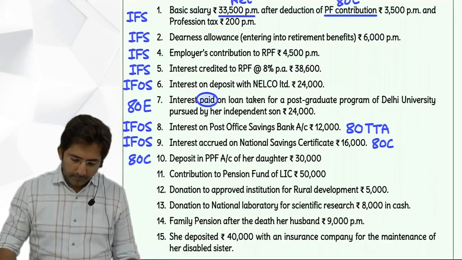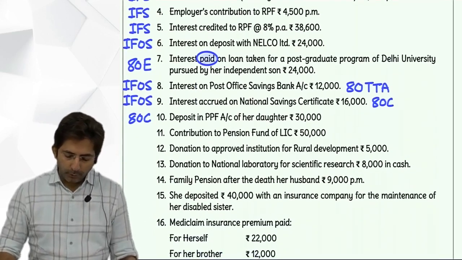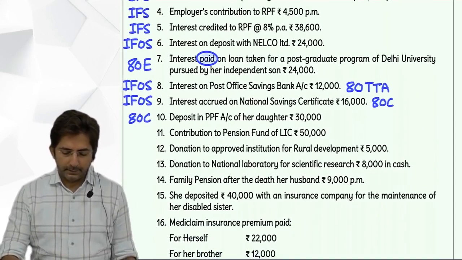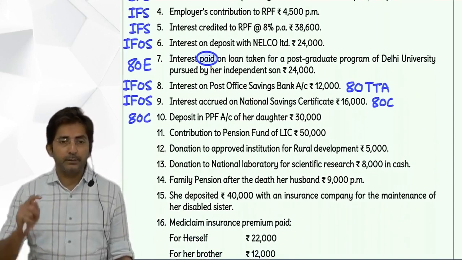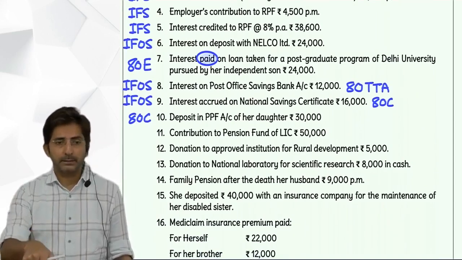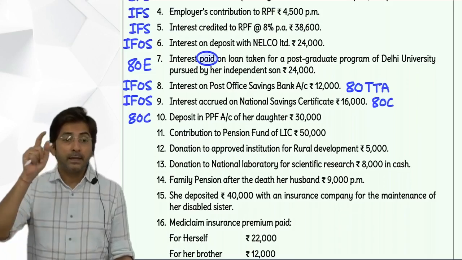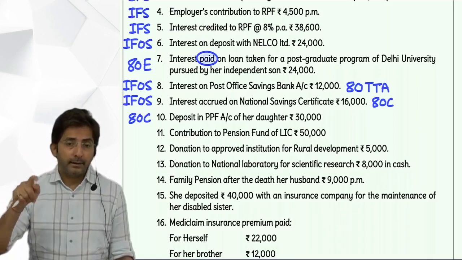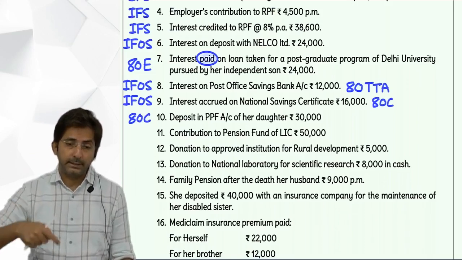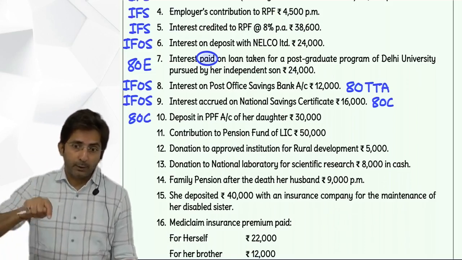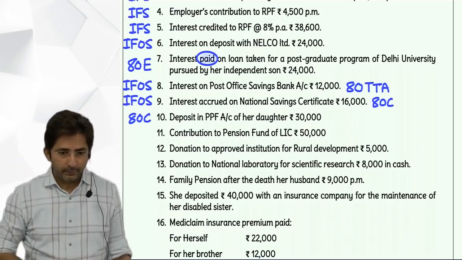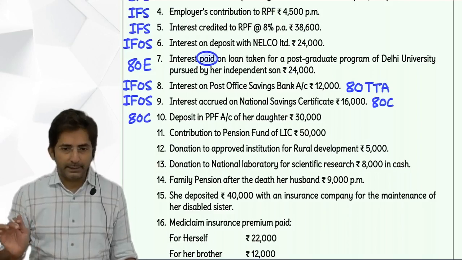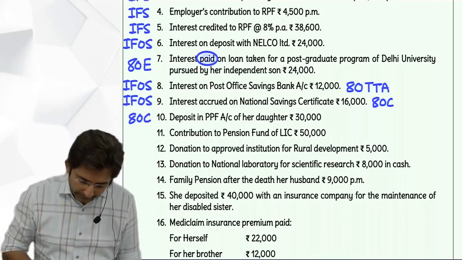Then, contribution to pension fund of LIC. See, pension scheme, if it is of an insurance company, it is 80CCC. And if it is of the central government, it comes in 80CCD(1), 80CCD(1B) and 80CCD(2) if the employer has contributed. So this is LIC, so it is 80CCC. So write there it is 80CCC.